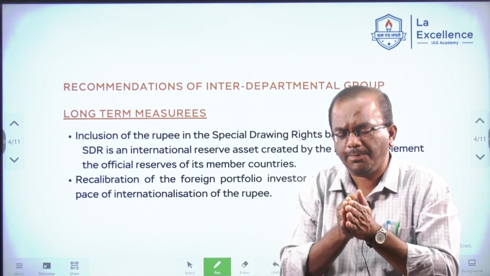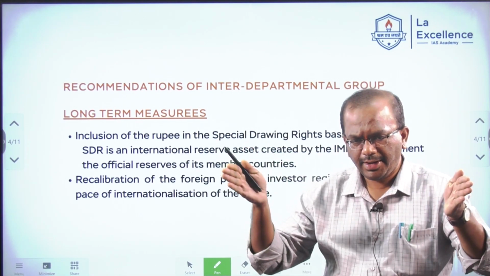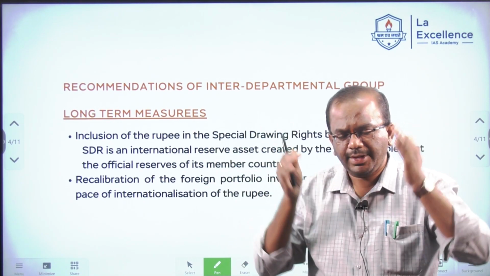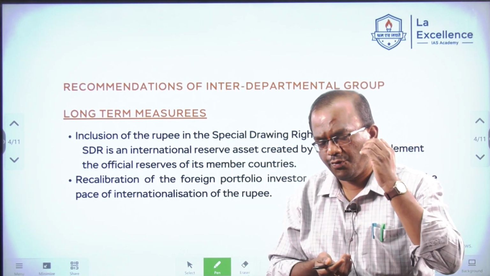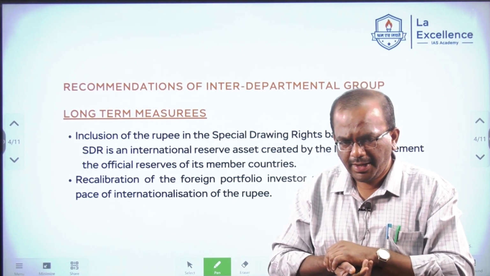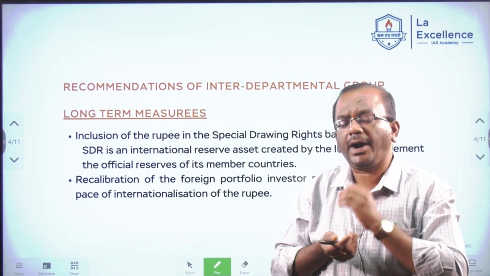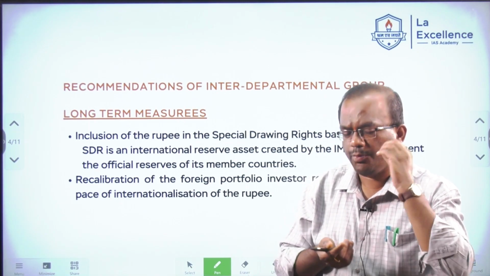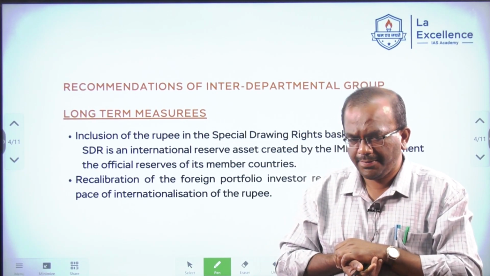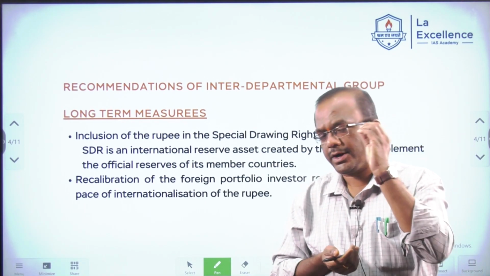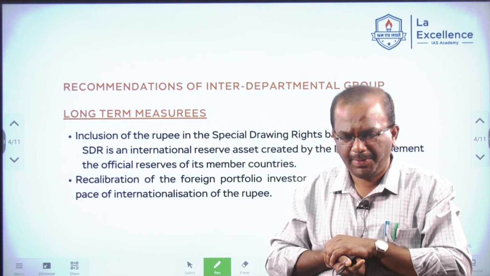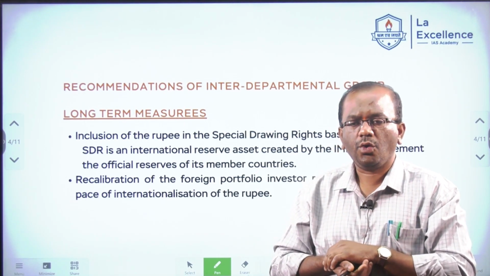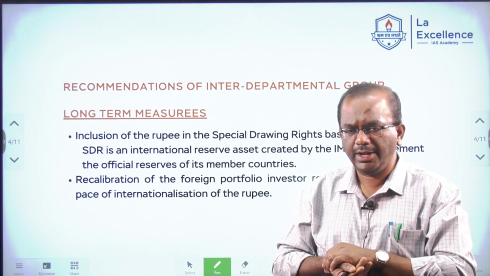So, this is what foreign portfolio investment is. This is a basket of investments, or a pool of investments, maintained by foreign portfolio investors. Now, if the rupee becomes part of the foreign portfolio investment, it also shows that the rupee is now a global currency. The rupee becoming part of the foreign portfolio investment signals the globalization or the internationalization of the Indian rupee.